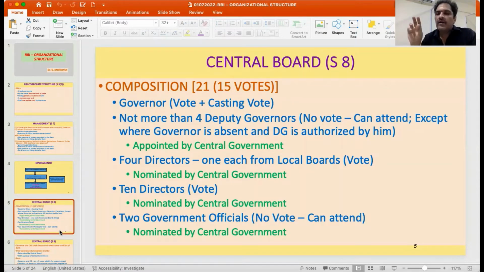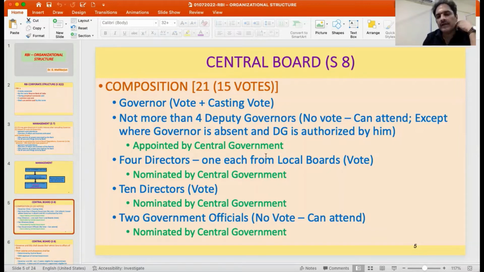The governor and deputy governors are appointed by central government. The general trend is that 2 persons will be from the Reserve Bank of India, then 2 persons, one from the banking sector and an economist. But now we have 3 persons from the Reserve Bank of India and 1 person from the banking sector, Mr. Jain. All these are appointed by central government.